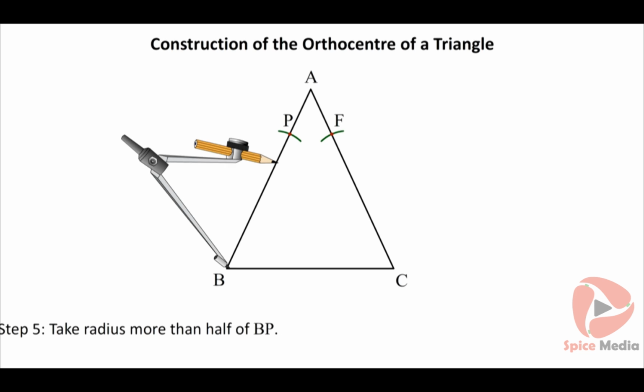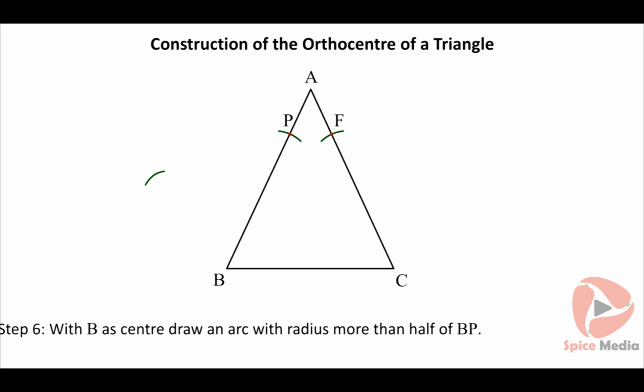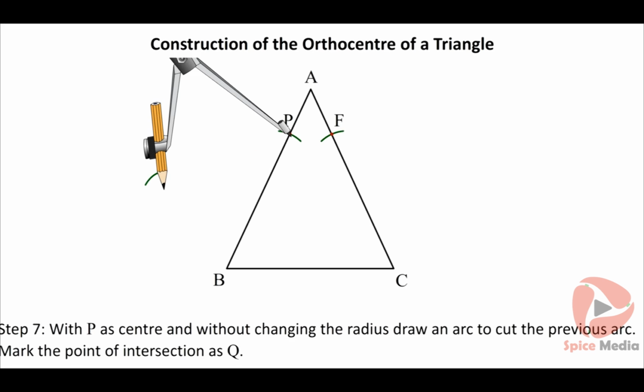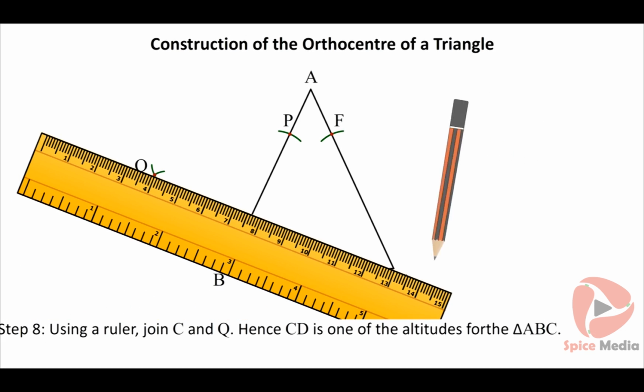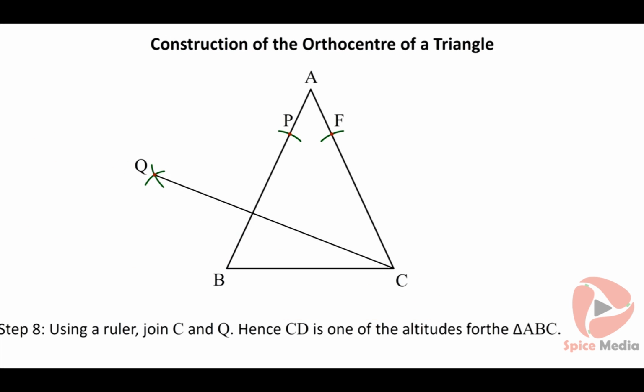Step 5. Take radius more than half of BP. Step 6. With B as center, draw an arc with radius more than half of BP. Step 7. From B and P, draw two arcs that intersect, creating point Q. Step 8. Use a straight edge to draw a line from C to Q. The part of this line inside the triangle forms an altitude of the triangle.